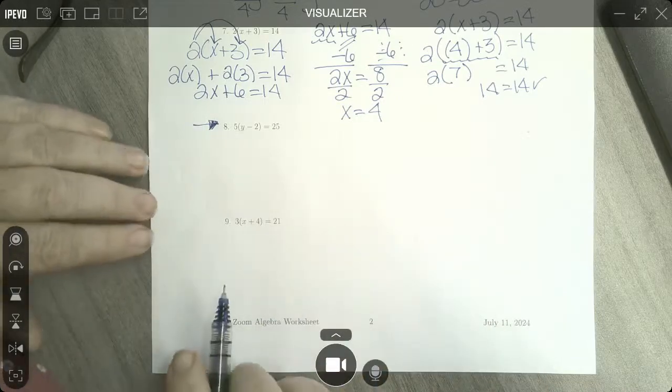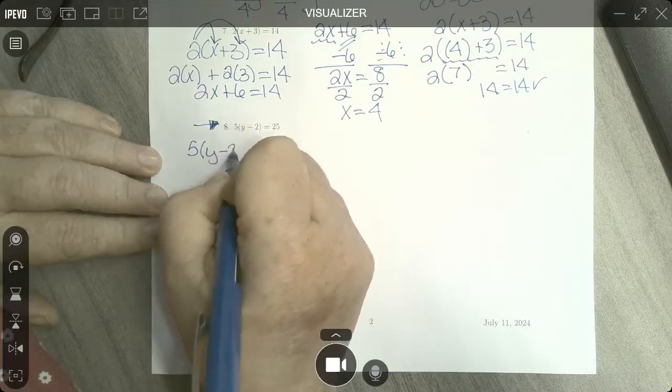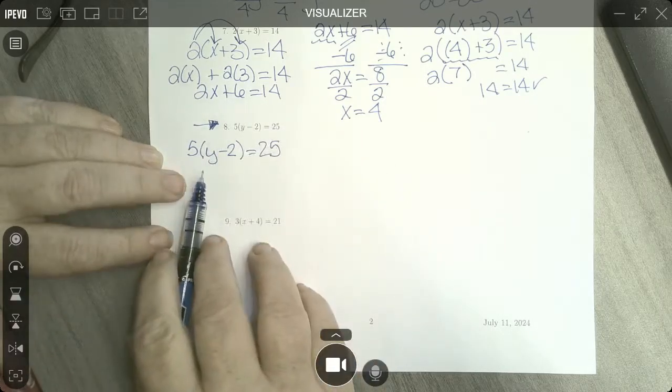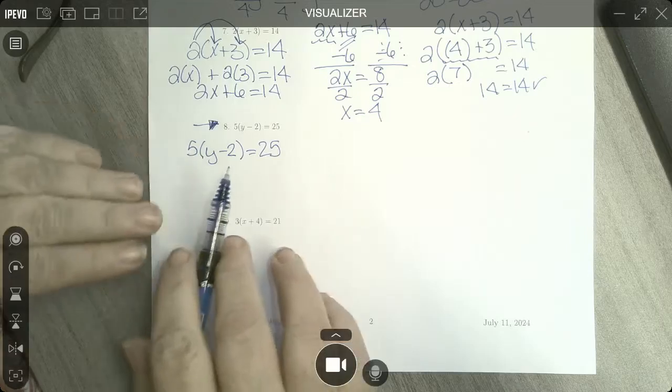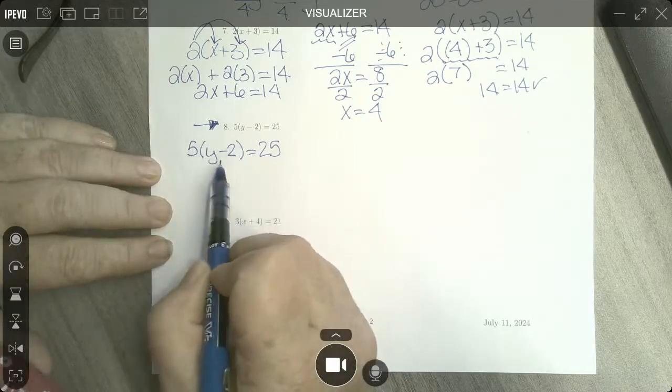Let's do the next one. I'm going to write it out. 5 times (y minus 2) equals 25. Now, once again, I have the distributive property. And I should have mentioned, how do I know that? It's because I have a 5 next to a parentheses.